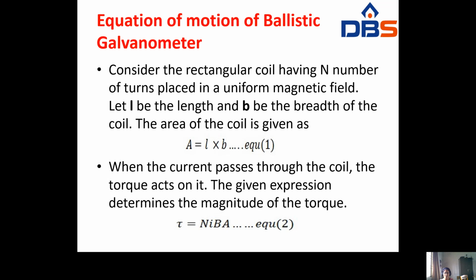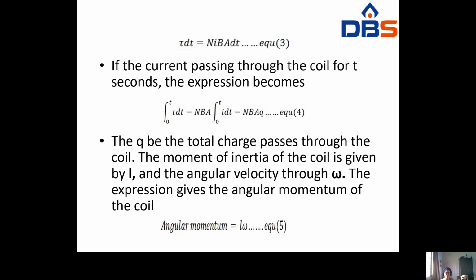So at that time you have to write torque tau equal to the number of turns N, the current value I, the breadth, and the magnetic flux density. That means how much flux will be produced for that particular area. So magnetic flux density is nothing but the flux per unit area. You have to represent it as the magnetic flux density. So here you have to write tau equal to NIBA.